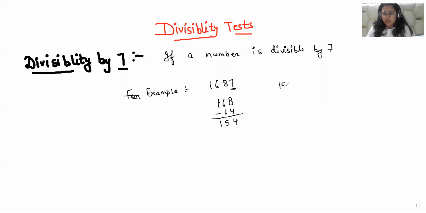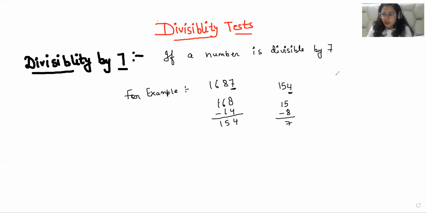Now you get 154. Now make the unit digit double. 4 multiplied by 2 is 8 and subtract it from the rest of the digits, that is 15. 15 minus 8 is 7. And you know that 7 is completely divisible by 7. So 1687 is completely divisible by 7.